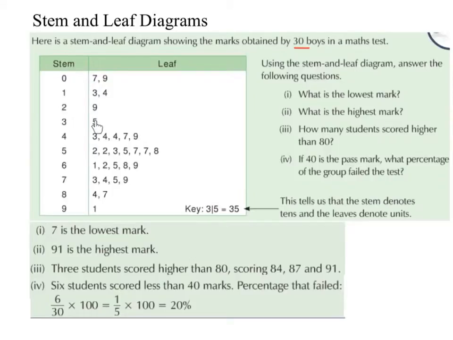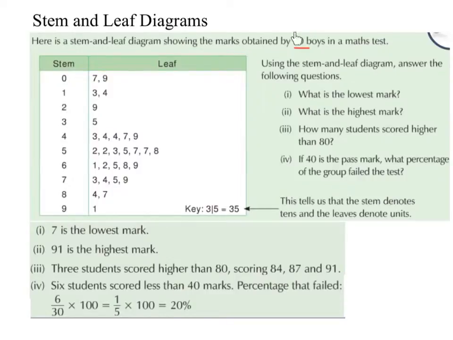This 5 here represents 35 marks. So this student got 35 marks. This 8 here represents 68. So this student got 68 marks. This 7 here represents 87. This student got 87 marks. This 1 represents 91. This student got 91 marks. So the lowest mark on the test was 7, and the highest mark on the test was 91.